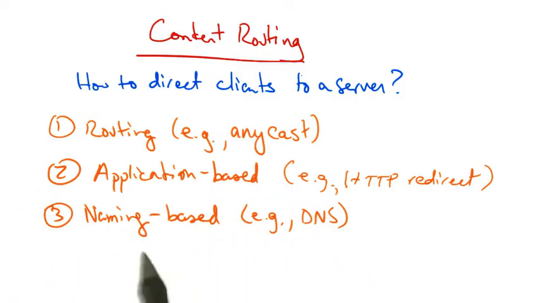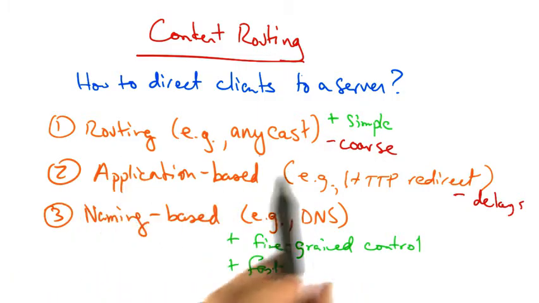The third and most common way that server selection is performed is as part of the naming system, using DNS. In this approach, a client looks up a particular domain name, such as google.com, and the response contains an IP address of a nearby cache. Naming-based redirection provides significant flexibility in directing different clients to different server replicas.